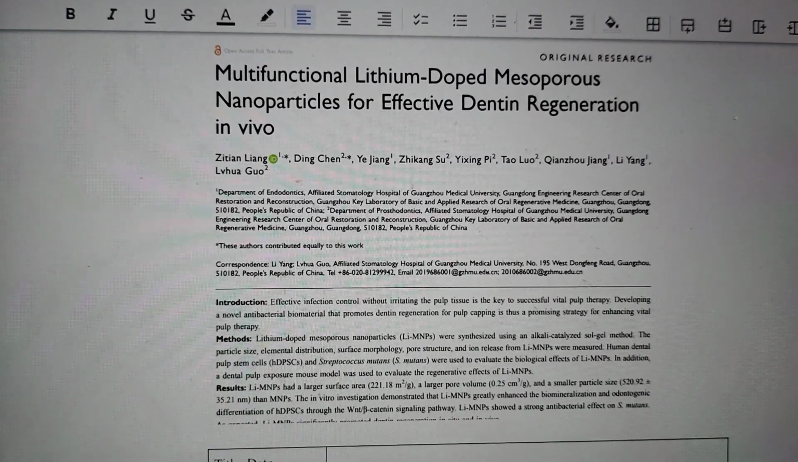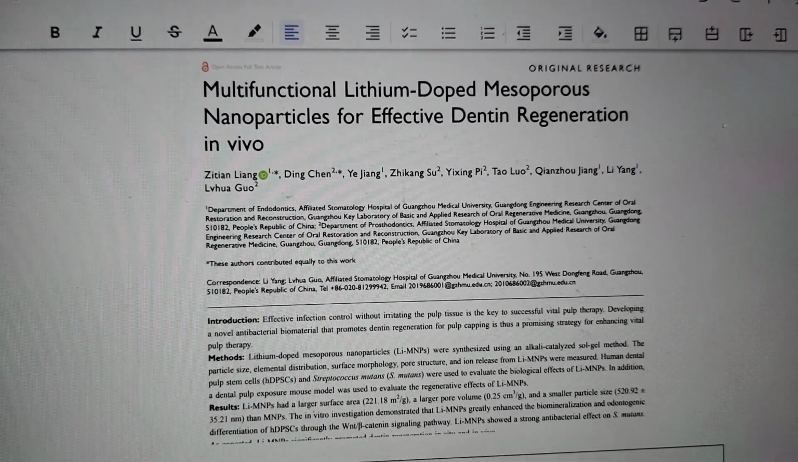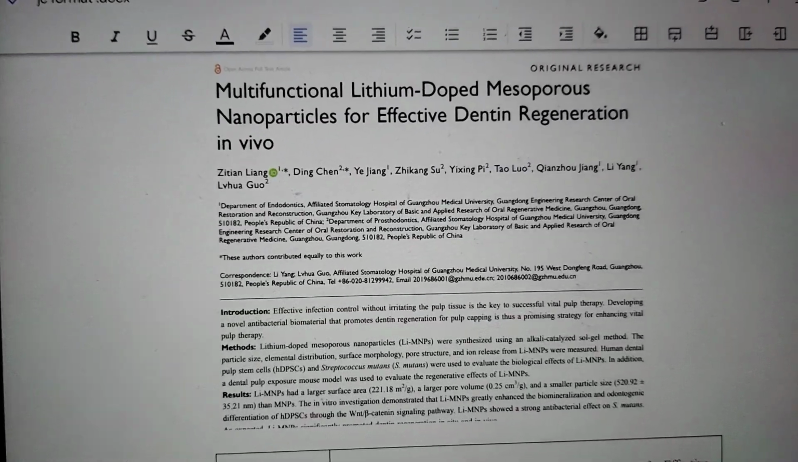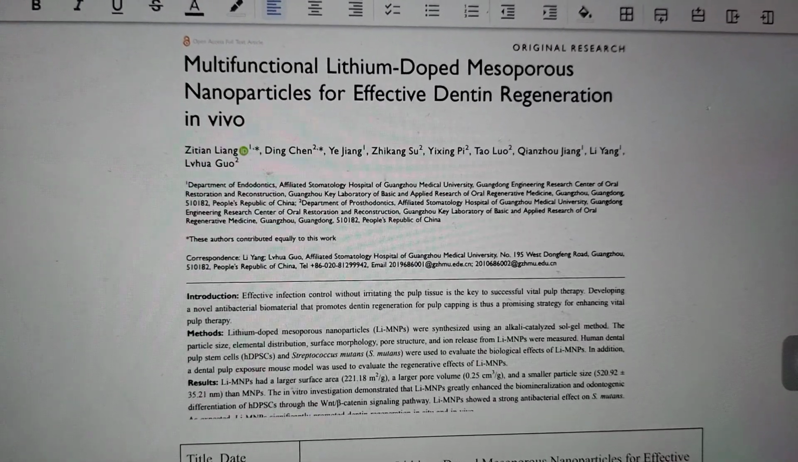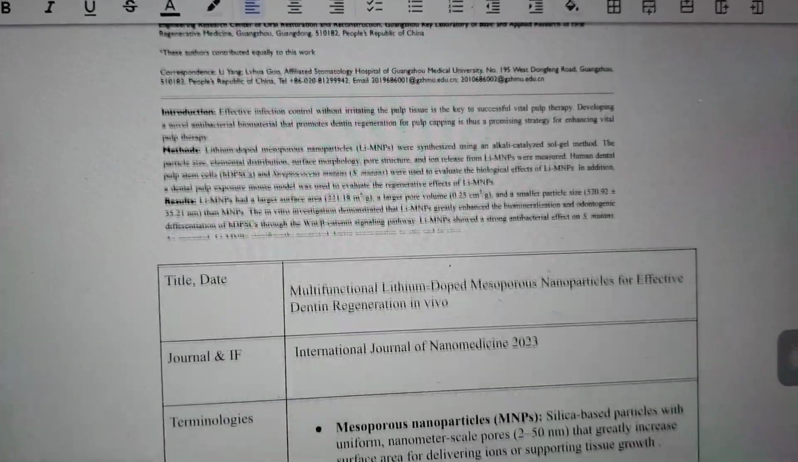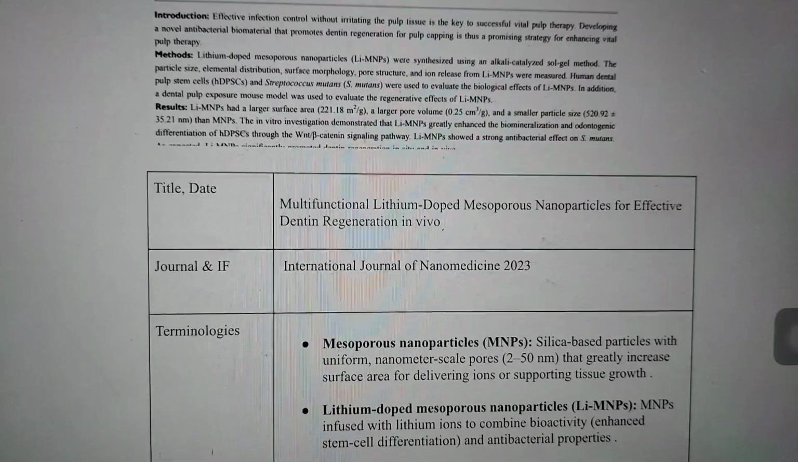Good morning, everyone. Today I will be discussing the journal club topic under the title Multifunctional Lithium Doped Mesoporous Nanoparticles for Effective Dentine Regeneration, published in the International Journal of Nanomedicine 2023.